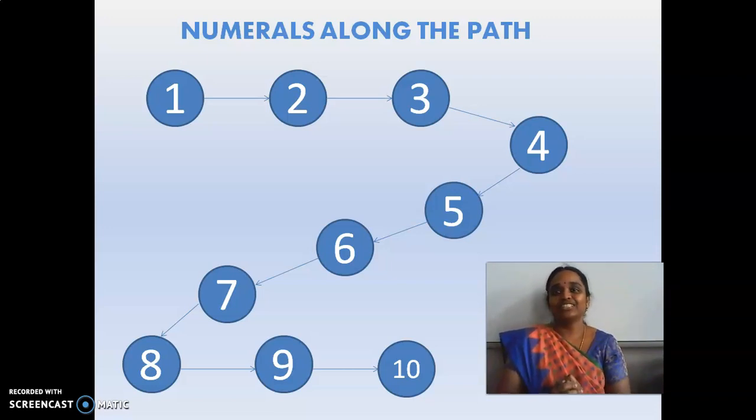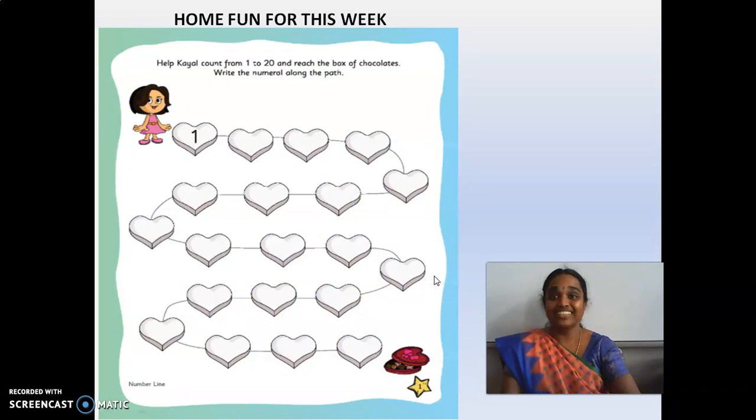Is it? So, this is how the number path goes in. Okay. So, hope all of you have your Little Thinker with you. Correct? So, in that Little Thinker mathematics, you'll have to take page number 1. Okay? So, here we have a girl, Kyle, and she wants to reach the chocolate box. So, for that, we need to help her. How could we help? If the numbers are filled, she can move through that box. So, you can help Kyle by filling the numbers here.